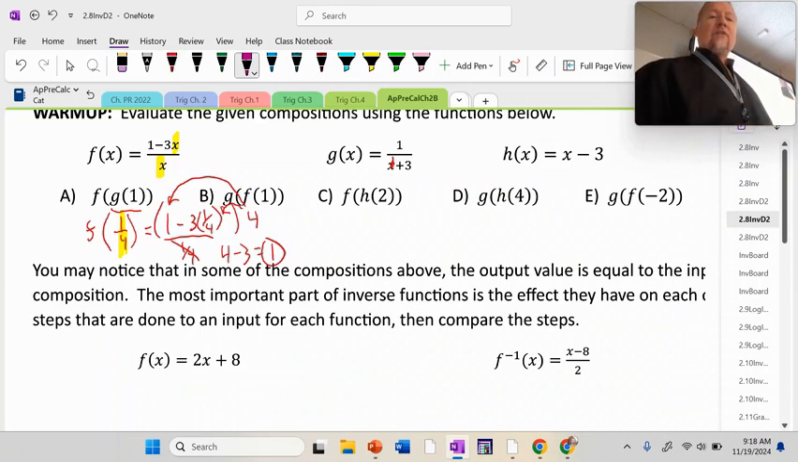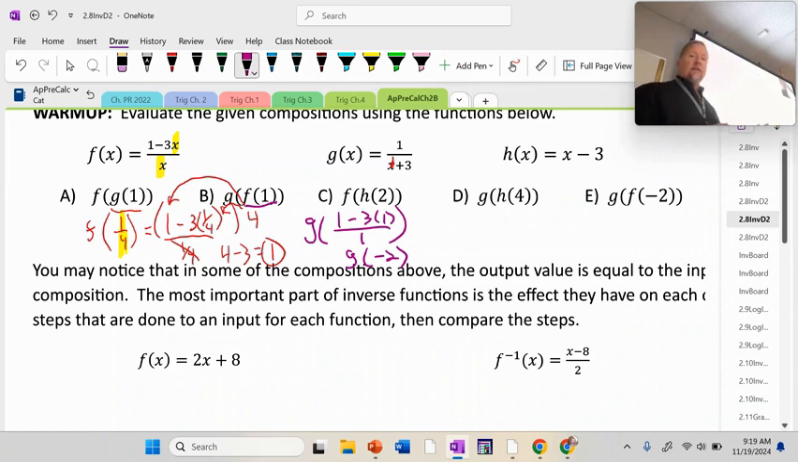So f of 1, let's change the colors. f of 1 is g of, and then this is 1 minus 3 times 1 over 1, right? Okay. And then what does that become? Isn't that negative 2? It's negative 2 over 1. I just want to make sure I'm not making a mistake. Interesting. And then what's g of negative 2? What's negative 2 plus 3? What's 1 over 1? 1 again.